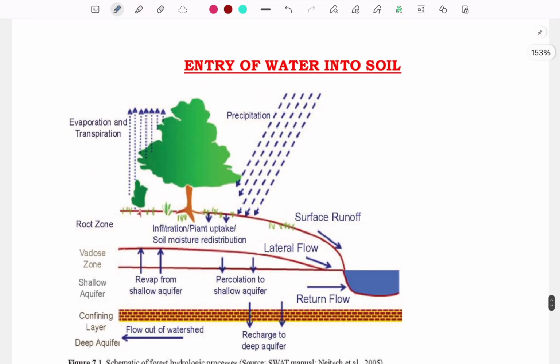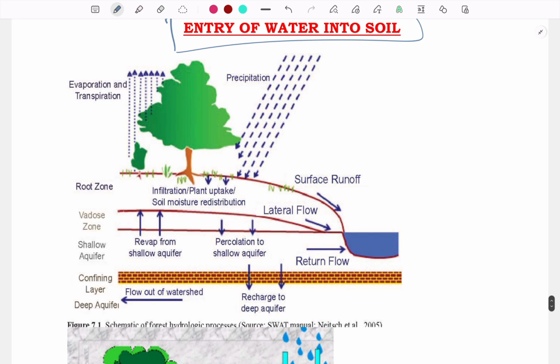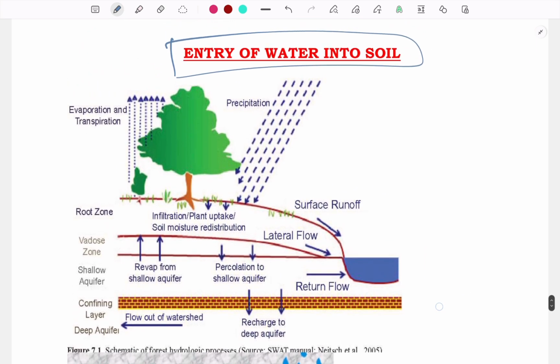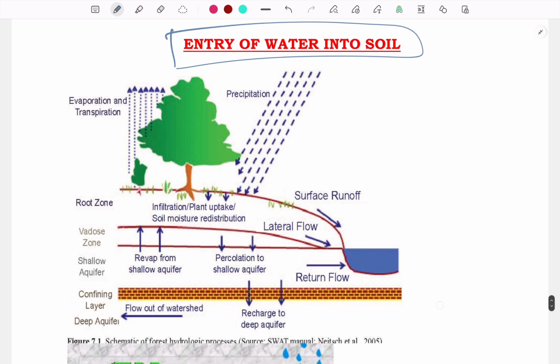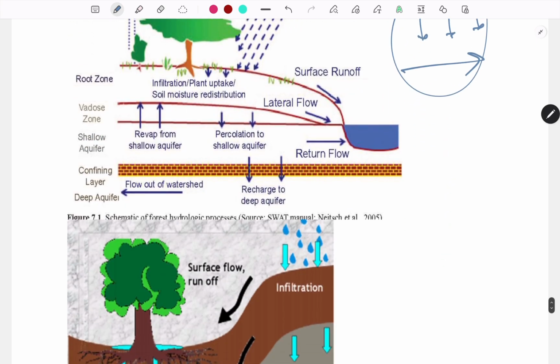Next we will see the entry of water into the soil. There are different terms here. You go through once. Anyway, we will discuss briefly here. There are different kinds of flow within the soil. When there is a precipitation, water gets infiltration. There is a percolation. There is a drainage. There is a seepage. We will discuss these terms briefly.